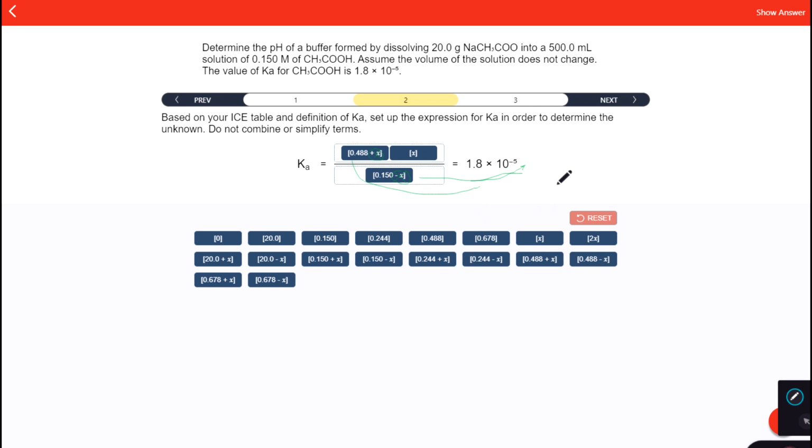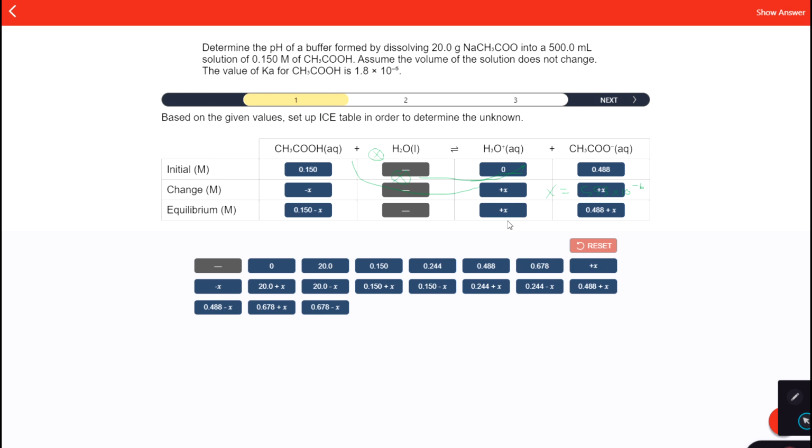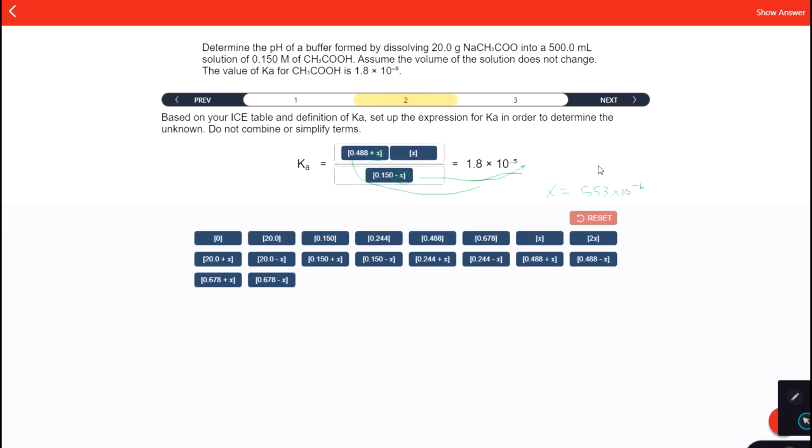And that gives me X equals 5.53 times 10 to the minus 6. Now that's H3O+, right? If we go back to here, this X is equal to H3O+, which will be how we represent pH by doing the negative log of that 5.53 times 10 to the minus 6, and I get 5.25 for my pH.